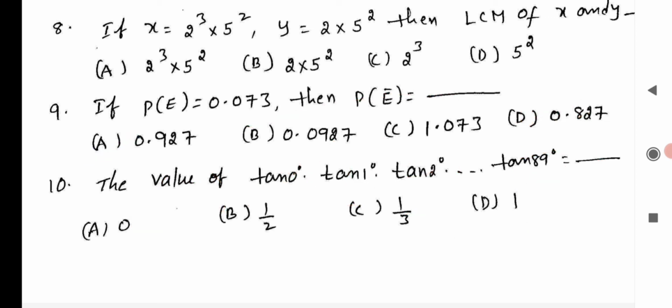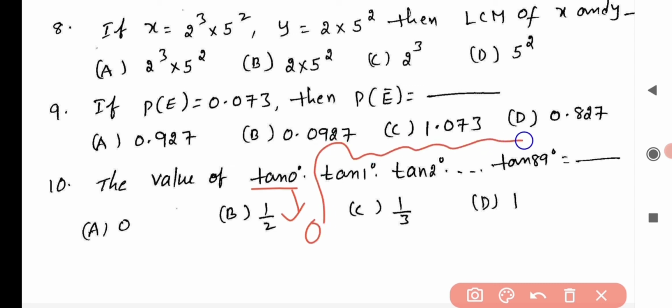Next, 10th one. The value of tan 0 into tan 1 into tan 2 and so on up to tan 89. We know the tan 0 value is 0. So 0 into any number is 0. So option A.